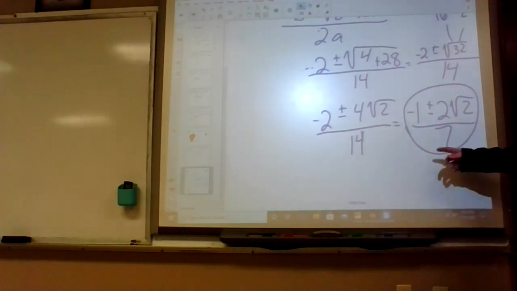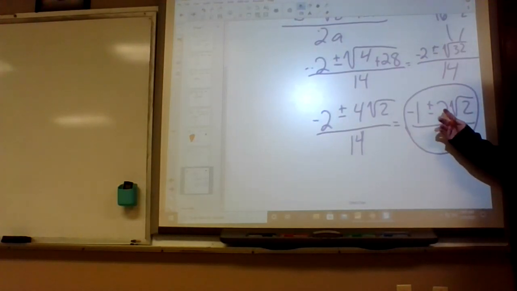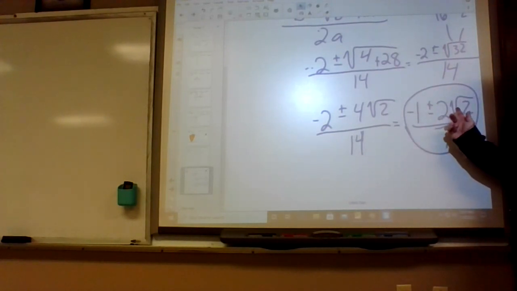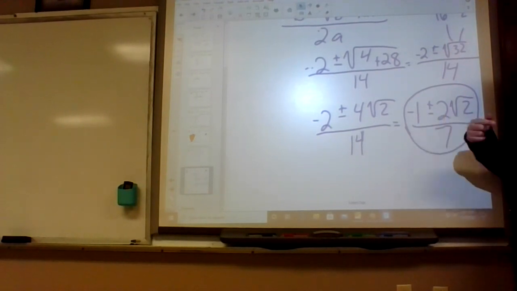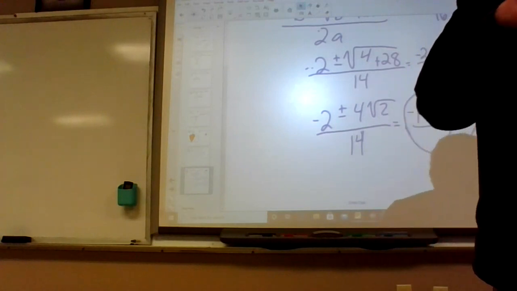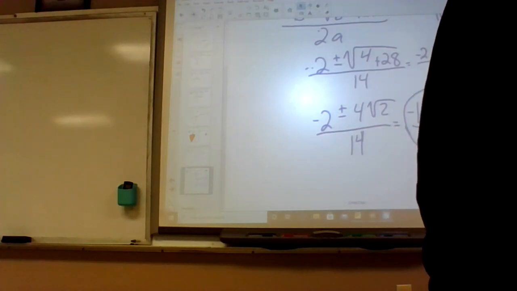If we wanted to graph this, what does this tell me right here? That it's not going to be an even number. These are the zeros of the function, it's where it crosses the x-axis. You have to plug these in, plug this in twice in your calculator. Change it to a decimal to put those x-intercepts in.